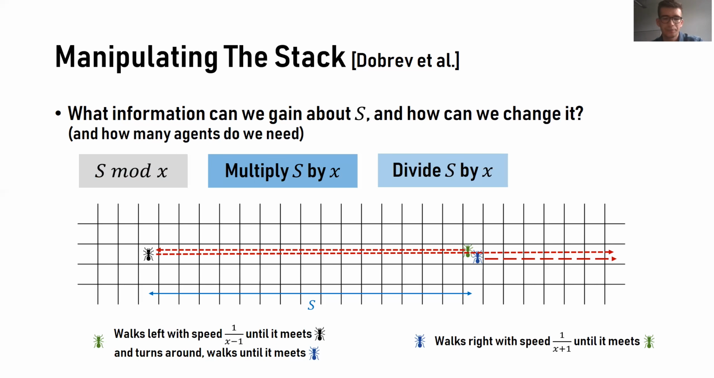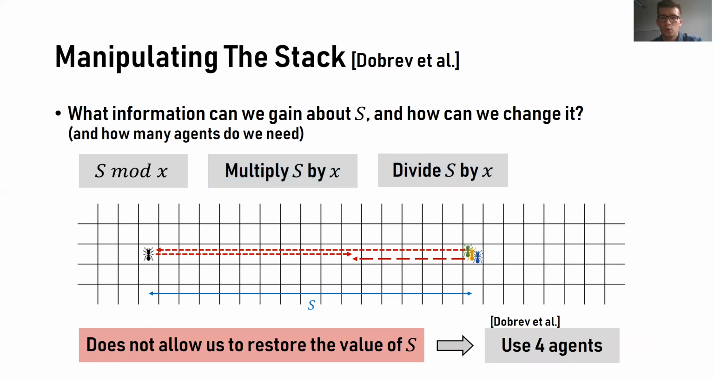Now for general values of x, we can achieve the same. And we can, in a similar way, also divide by x, except that now the blue guy does not walk to the right, but it walks to the left, with the same speeds. Good. However, again, as before, once you've done these divisions or multiplications, if you do it once, you can just remember that you've done it and then restore it. But if you do it a bunch of times, this is not possible. So one way to do these operations and then remember the value of s is to again have an extra agent, now the yellow guy, to keep track of the value you previously had.